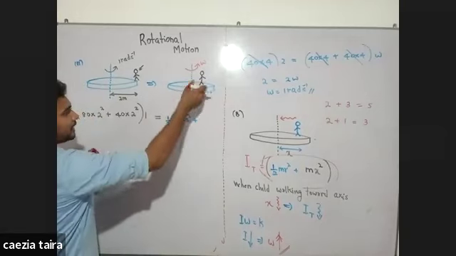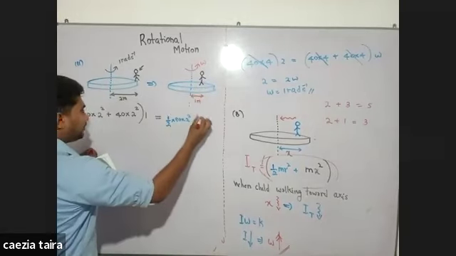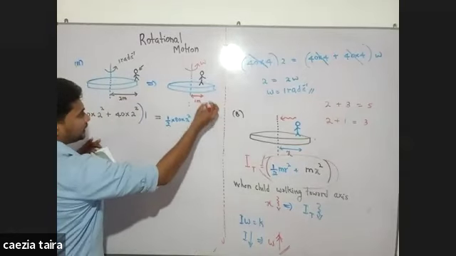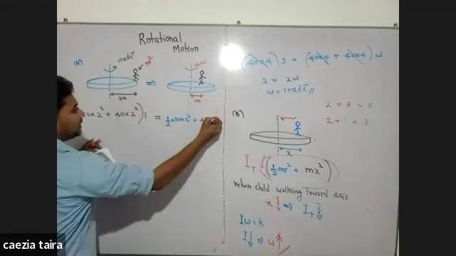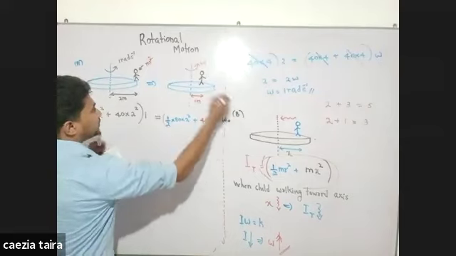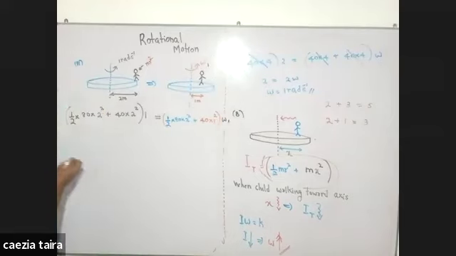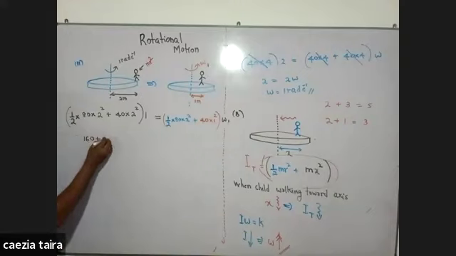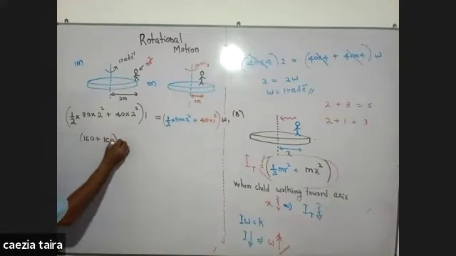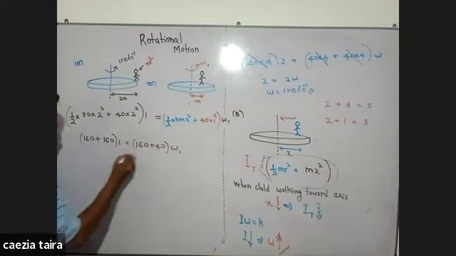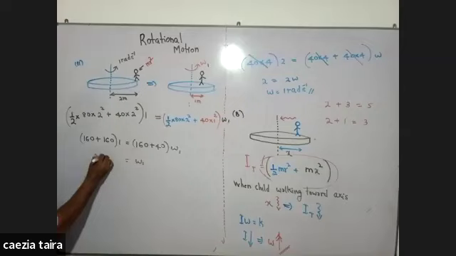Now the child is standing 1 meter away from the axis. So when we substitute the relevant data, we have to consider the child's mr squared. What is r here? This should be multiplied by omega 1. Then we simplify, and omega 1 can be obtained as 320 over 200.